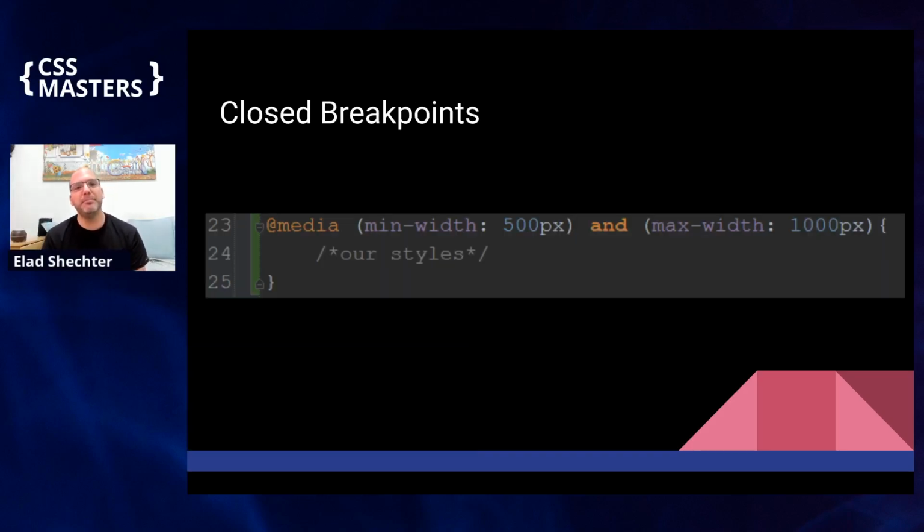A closed breakpoint is a media rule that has a start position and an end position. For example, a media rule of minimum width of 500 pixels, maximum width of 1000 pixels. This targets screens only in this specific range. For example, screens of 500 pixels, 700, 900, and 1000 pixels. Not even 1 pixel more. A closed range of a breakpoint, yes?